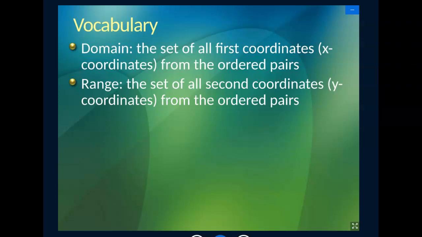So, domain is the set of all first coordinates, aka the x coordinates from the ordered pair. Range is the set of all second coordinates from the ordered pair. So domain is typically the x values, range is the y values.